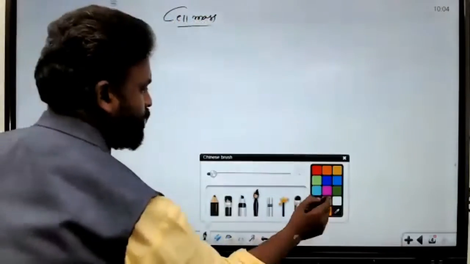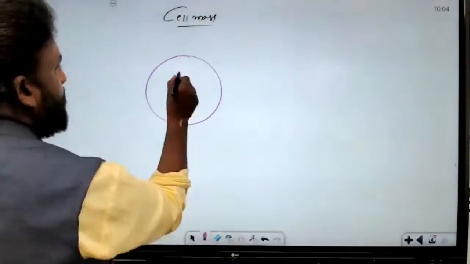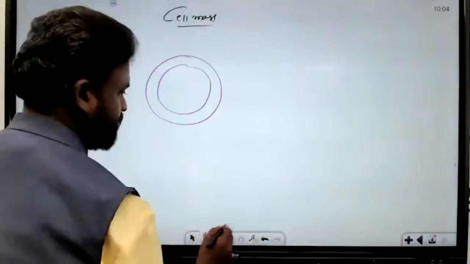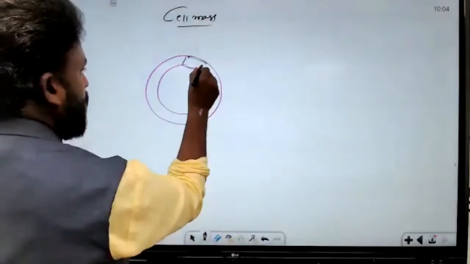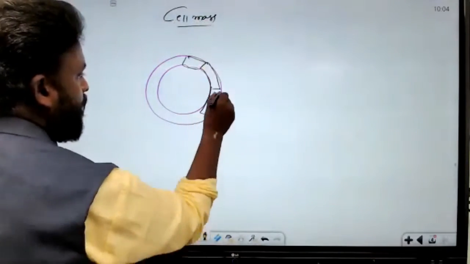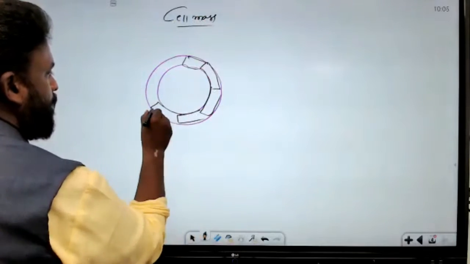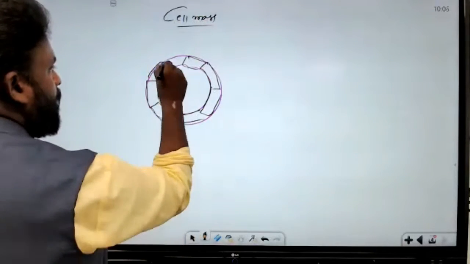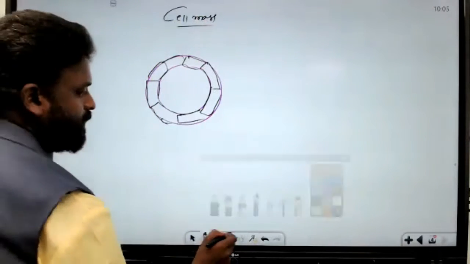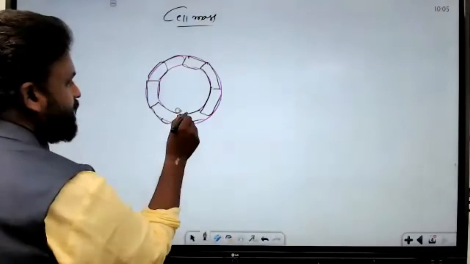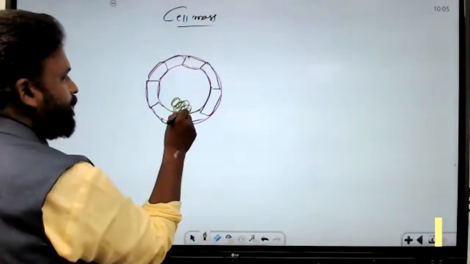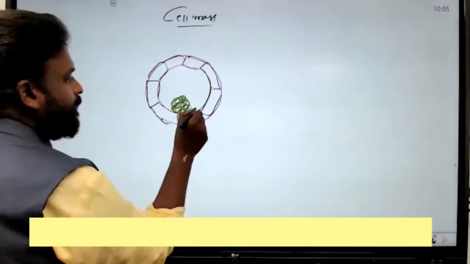Right? So, according to the diagram we saw, what is it here? Outer trophoblast. Inner. What is inner? Cell mass.